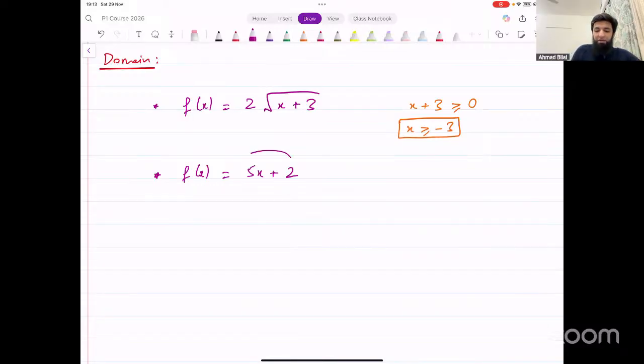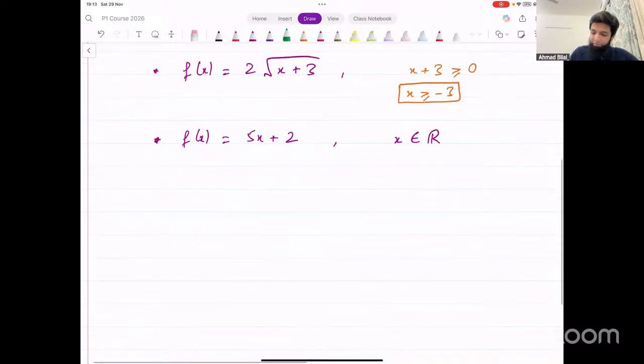So how would you write down the domain of this? There's a notation that we use for this, and that looks like this: x, and then this symbol that you must have seen in sets and O levels, belongs to, and then you have the sign R that stands for real numbers. So x belongs to R. What that means is x is a real number. So it could be any number basically.